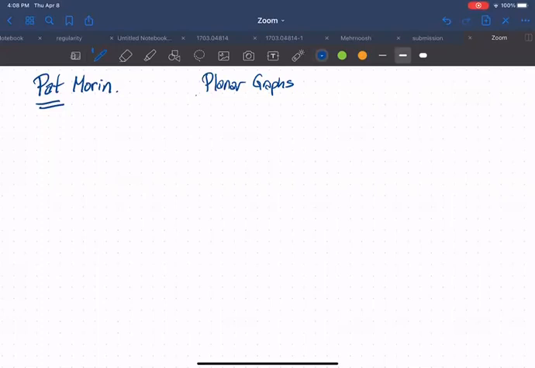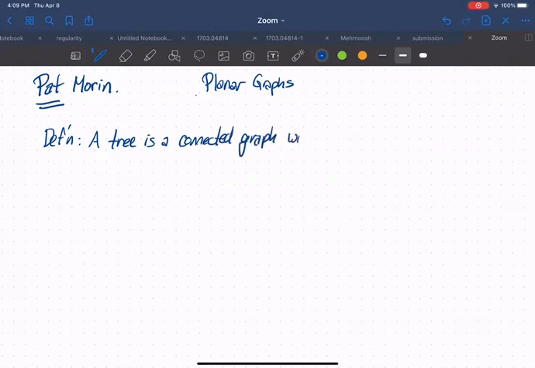And let's start with something really simple that I think you've seen before, which is a tree. So a tree is a connected graph with no cycle.